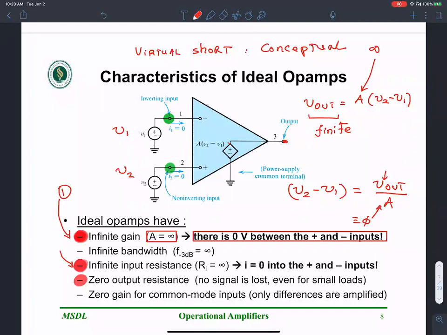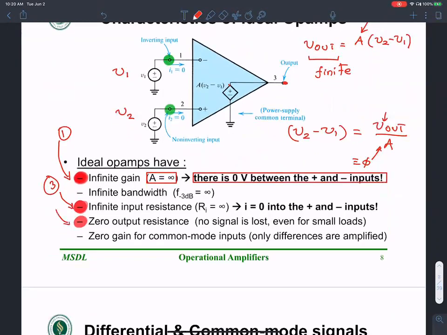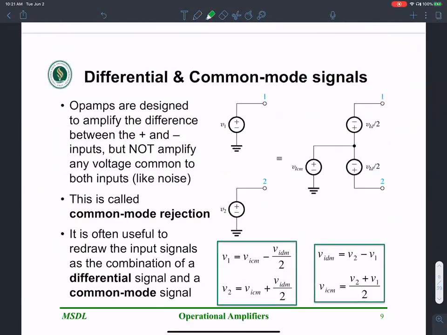The second assumption is about the bandwidth. The third assumption that I often use in calculations in problems is that the input resistance is infinity, meaning that the amount of current flowing in is zero. And then, of course, the fourth assumption is that the output resistance is zero. The other assumption is that the common mode signals experience a gain of zero, something we discussed in the last class.